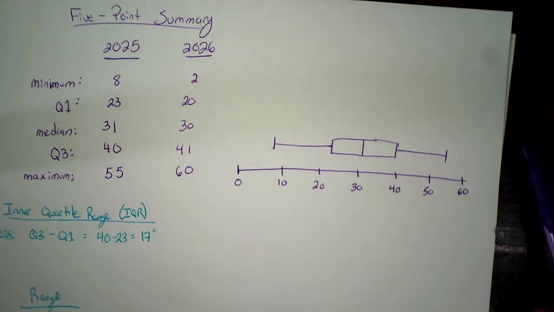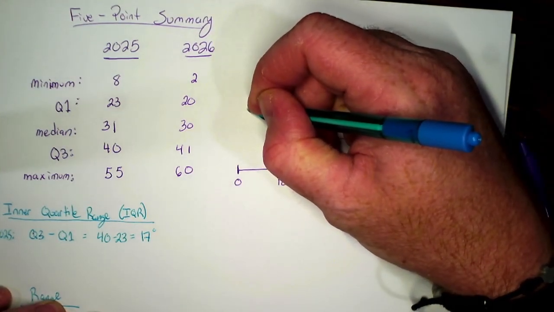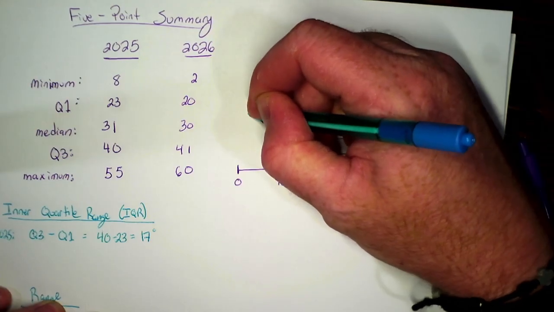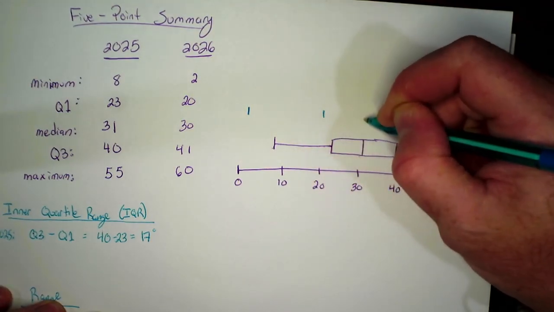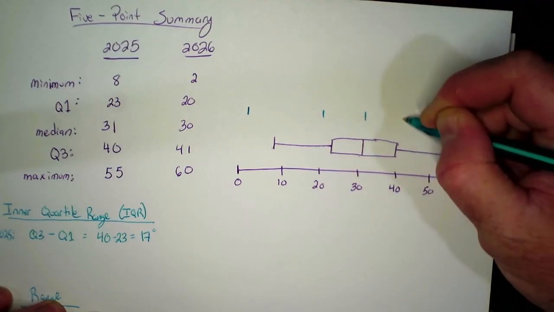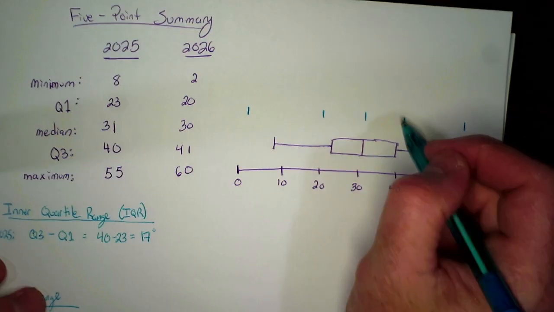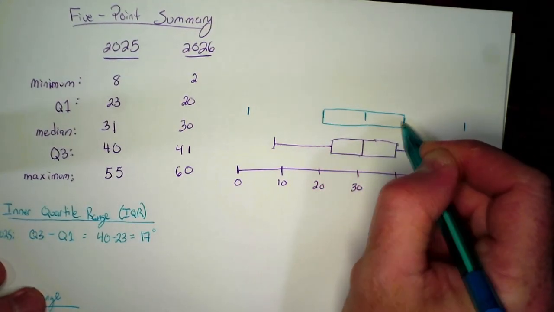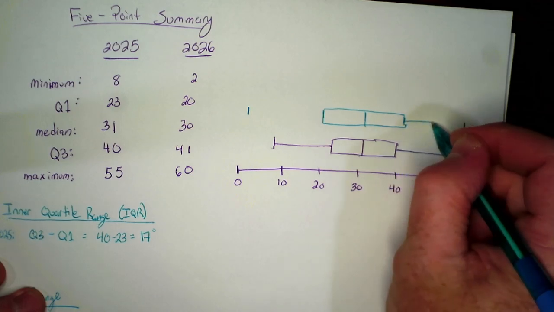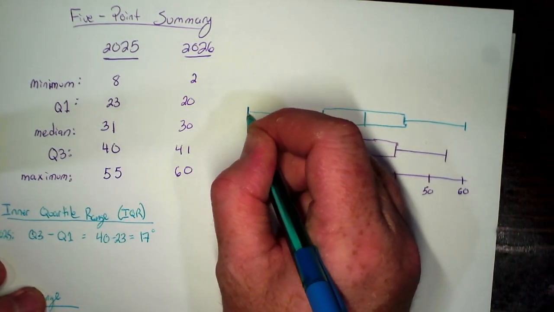All right, and then we're going to do the same thing up above here. So I'll use a different color for 2026. We had a minimum of 2, and then we went to 20, and then to 30, and then 41, and then all the way up to 60. All right, and so I'll make my box. I want to make it fairly similar in nature to the one below it.